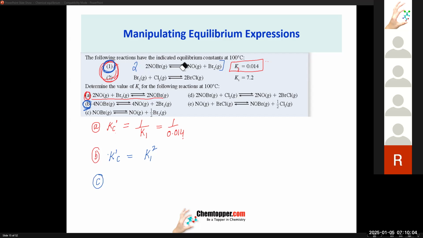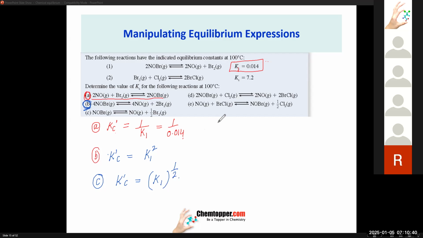What factor is there in the C part? 1 by 2. Very good. So Kc is K1 raised to the power. You know, if you multiply by factor n, then it becomes raised to the power of that factor n. Yes, Pragnya, your answer is right. Yes, square root of K1.